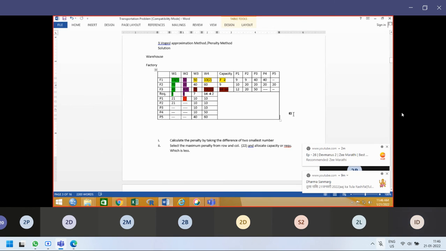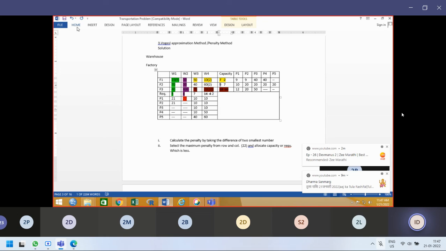Next. What is highest? 60 is highest. But in this 60, only one element is remaining. So here I should allocate. How much should I allocate? This is 2 and 2, and this is 9. So 2 I can allocate. Out of 9, 2 is already allocated. So how much is remaining? 7 is remaining.